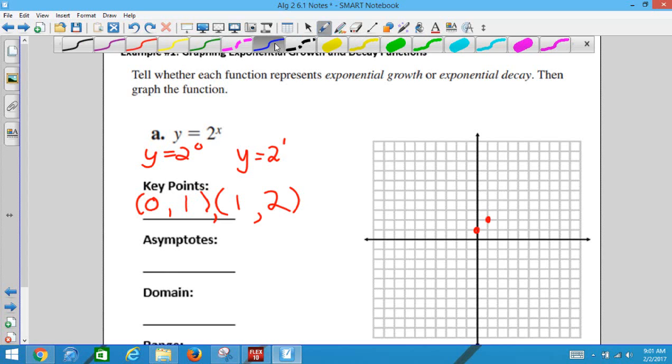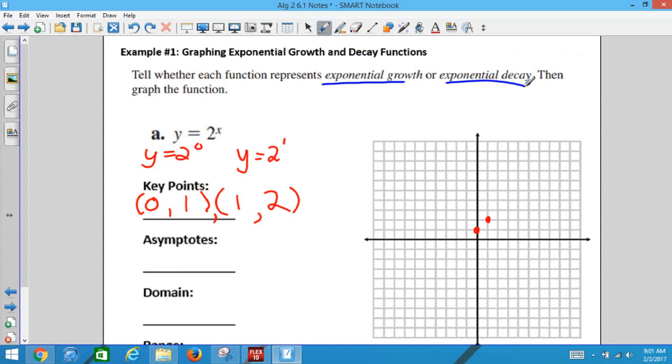There's a part I forgot to answer already. Is it exponential growth or exponential decay? What is our B value? 2 is our B value. Is that between 0 and 1, or is it greater than 1? So this is exponential growth. So if it's exponential growth, I know that my graph is going to be growing up.